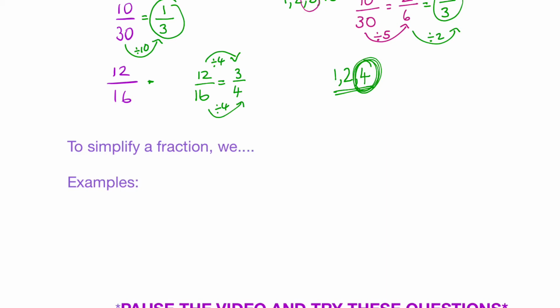And now we're going to finish off this sentence. To simplify a fraction, we, remember what we're doing? We divide top and bottom by the same amount.